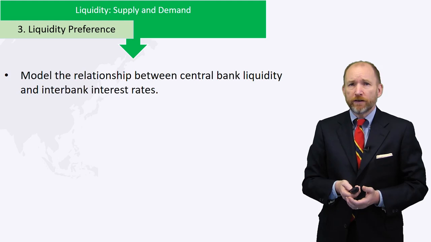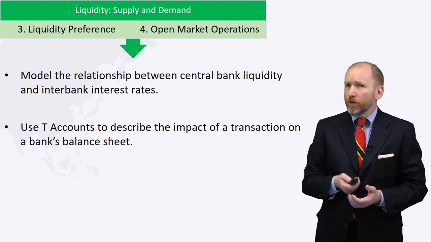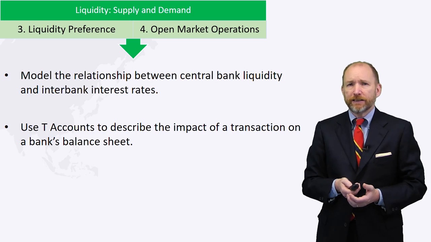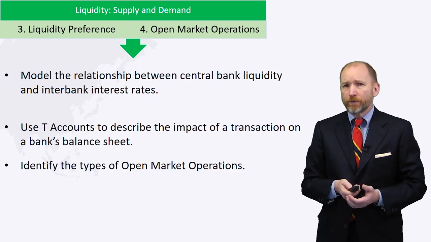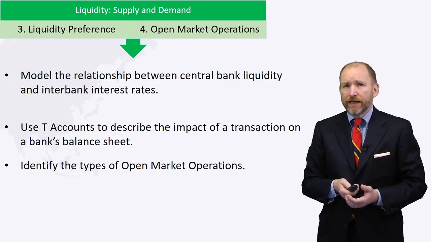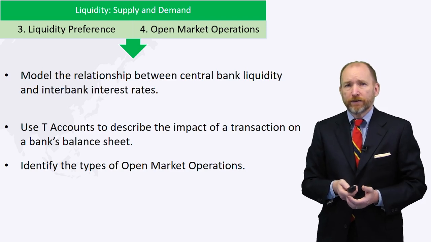The supply of reserves is managed by central bank purchase and sale of marketable securities, which is called open market operations. We learned to use T accounts to represent the marginal effect of transactions on balance sheets. We learned the two types of open market operations, outright transactions and repo transactions. These control liquidity in the long term and the short term respectively.